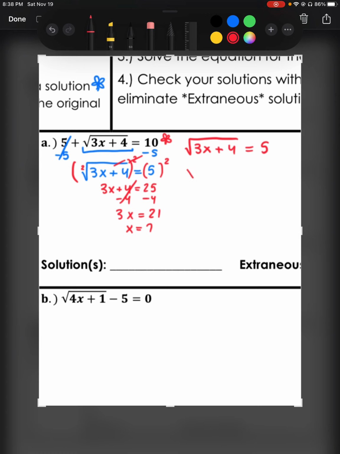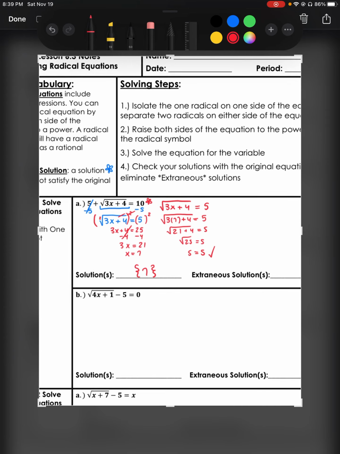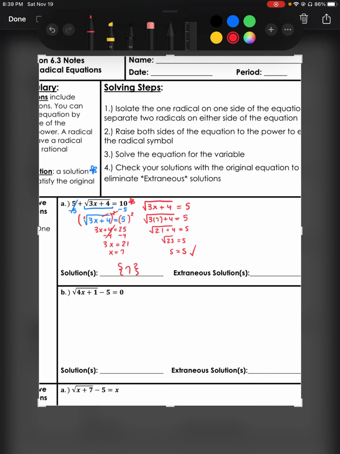So from here, I'm going to go ahead and plug in my 7. Now the reason I would use this version over the other is because it's already in a form that's going to be a little easier to plug into. But either one will work. You can always try it out on your own. This is a true solution, so don't forget to put it in your curly brackets, and that'll be the answer. We don't have any extraneous solutions here.